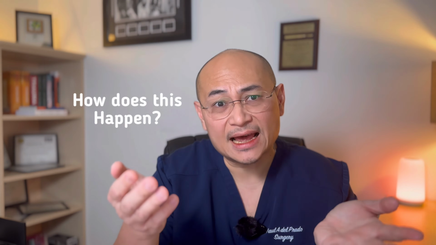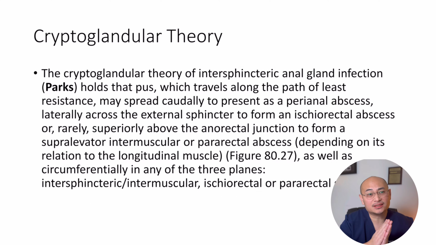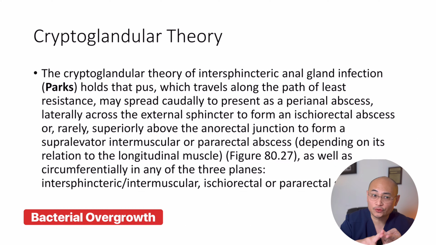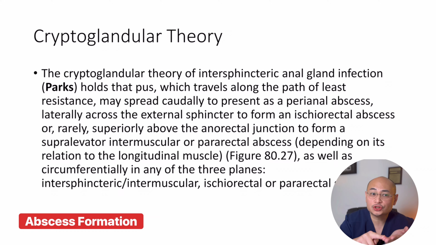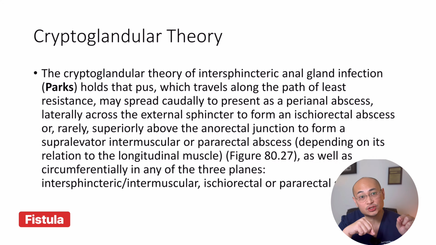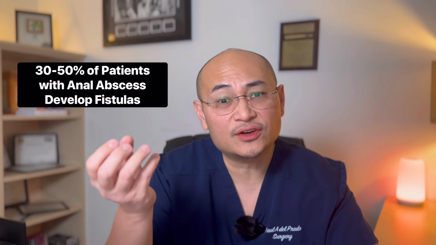So how does this happen? Most cases follow the cryptoglandular hypothesis, in which an obstruction in an anal gland occurs, followed by bacterial overgrowth, abscess formation, and persistent tract formation between the anal canal and the skin, which is actually the fistula. Importantly, 30 to 50% of patients with an abscess will eventually develop a fistula even after proper drainage.